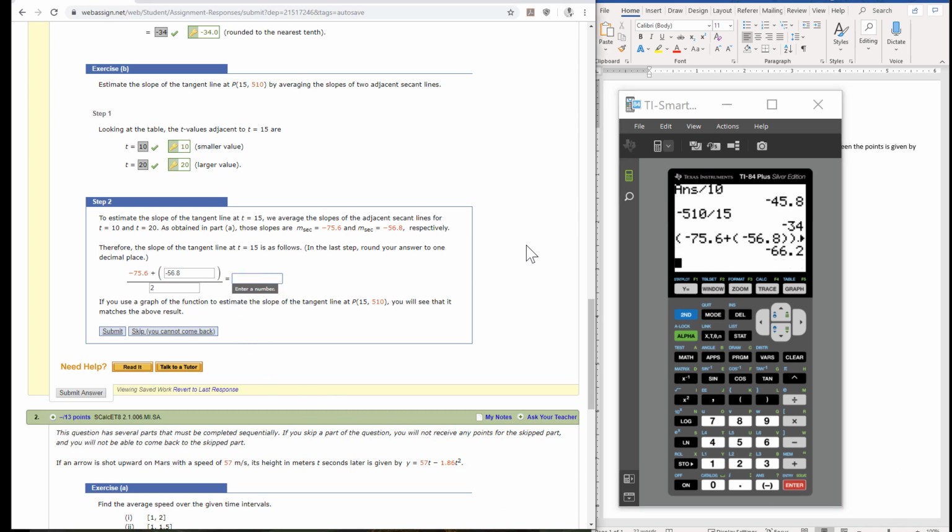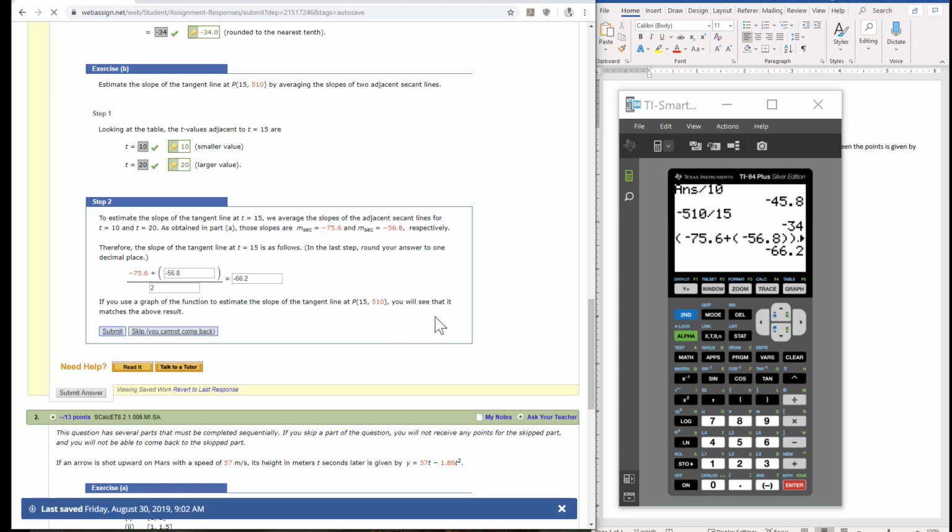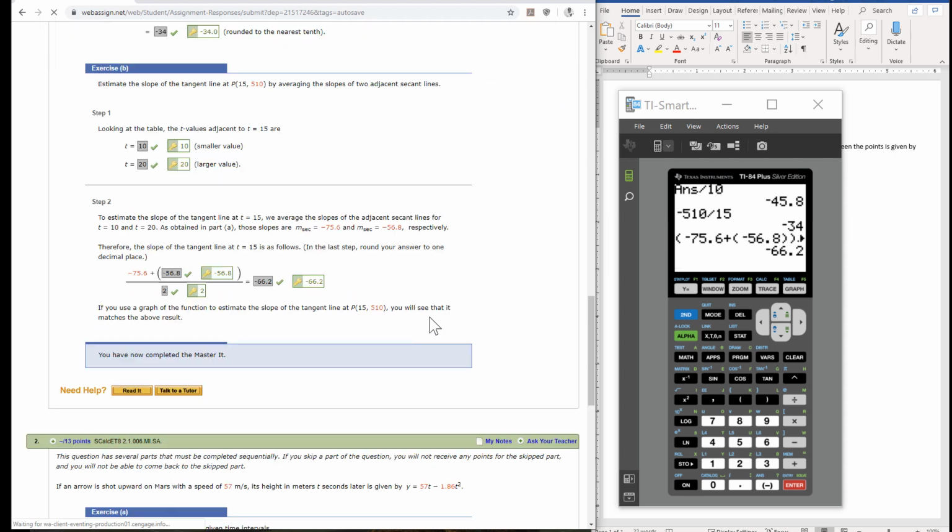So it's a negative number. It makes sense. 66.2 is a number between 75 and 56. So that also makes sense. We'll go ahead and submit that. Okay, looks good. Hope that helps.